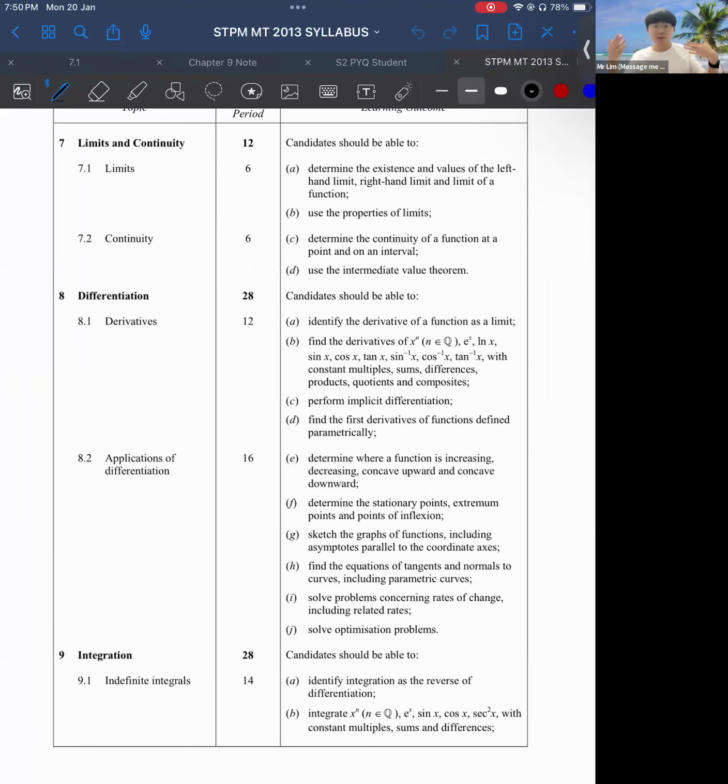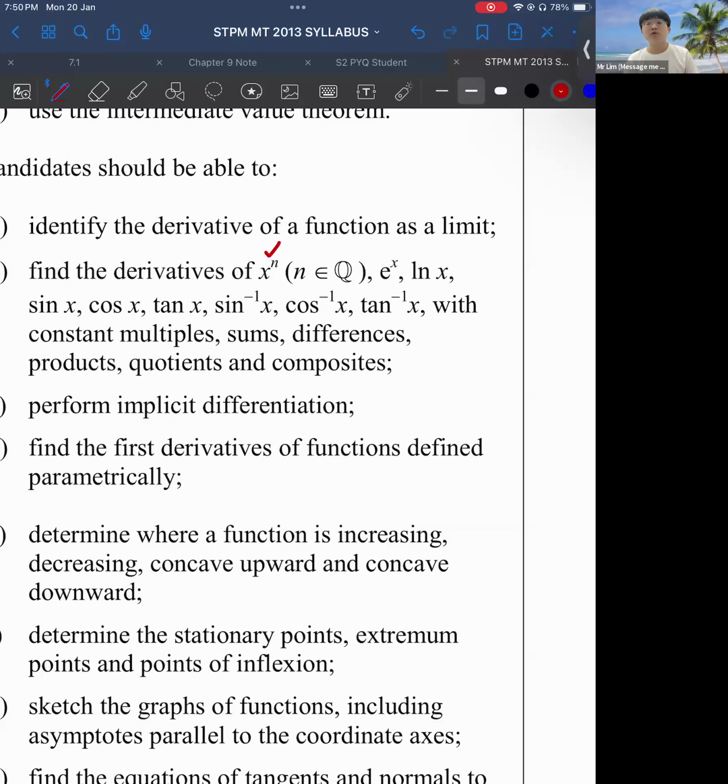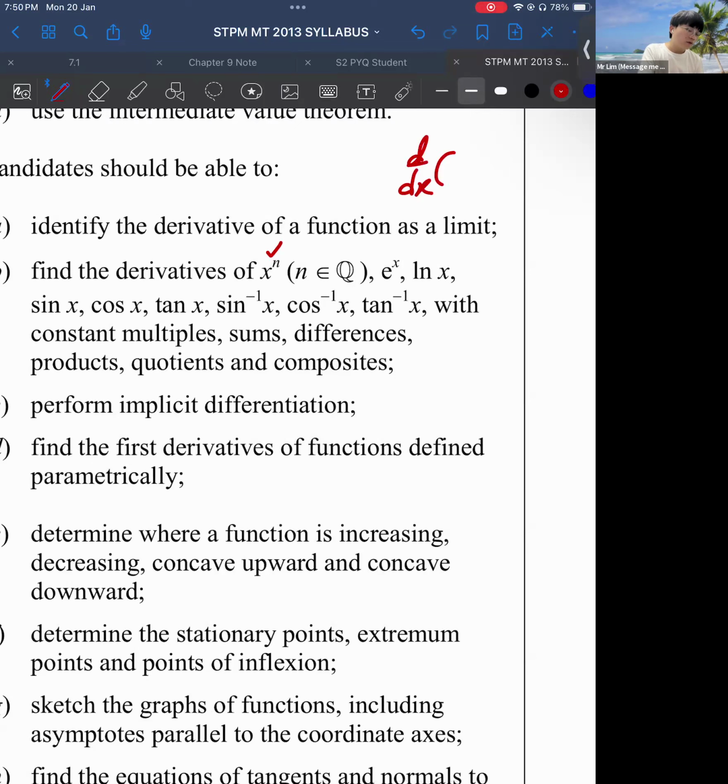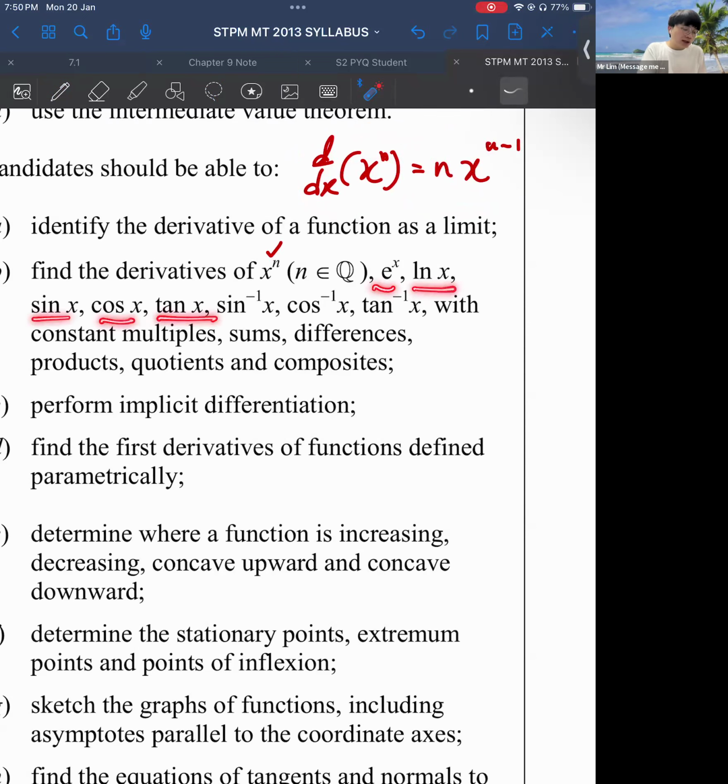Differentiation and integration are more or less the same as what you learned in Form 5. It's just that now you are facing more different kinds of functions. In SPM, you only cover this one: x^n. You know how to differentiate x^n, right? A quick review: if you differentiate x^n, the result is nx^(n-1). Later you will also know how to differentiate all of these, including all the functions you learned in semester 1 chapter 1: exponential, logarithmic, trigonometric, inverse trigonometric, and plus, minus, multiply, divide, and composite functions. You will know how to differentiate and integrate them.